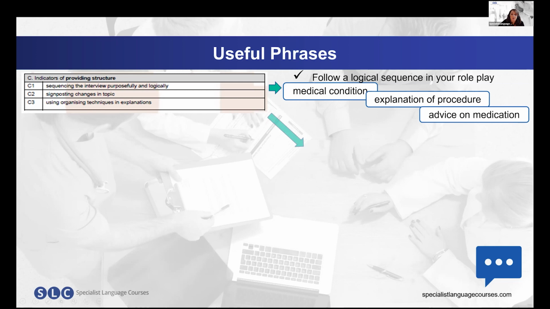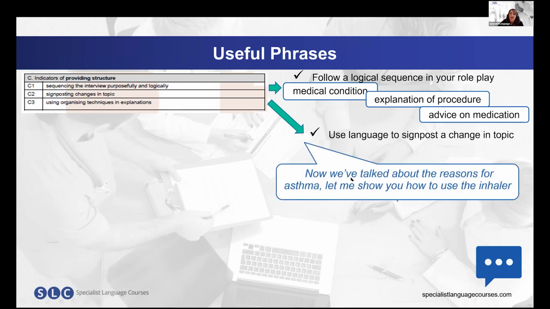Then you may need to signpost changes in topic. So you need to make sure that the patient is able to follow you, in which case you need to use language or phrases to signpost a change in the topic. For example, now we've talked about the reasons for asthma, let me show you, or let's move on to talk about. If you have a patient who's quite reluctant to move on, you can say, okay, we've talked about this, we can come back to it next time, let's move on. So remember, you need to move the conversation on, but you need to let the patient know where the conversation is going. You also need to make sure you use organizing techniques in explanations.